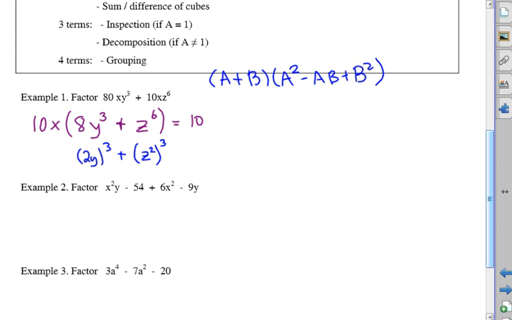Okay, so we have 10x times, so a plus b, 2y plus z squared, yeah, thank you. I need your help sometimes, guys, I'm not gonna lie. Silly mistakes, those are what gets you always, hey? And then a squared, 4y squared, minus a times b, so 2yz squared, plus b squared, so z to the 4.